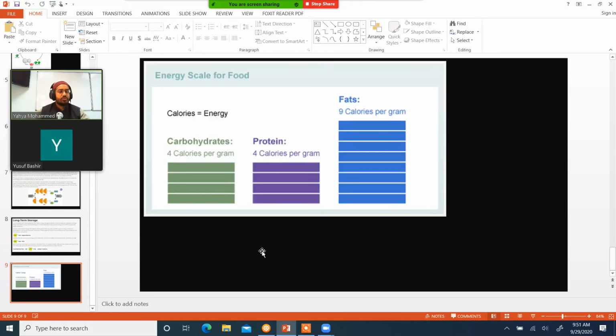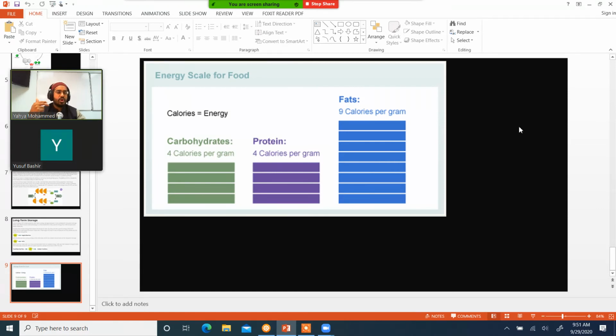Now this one over here is telling you that different kinds of foods give you different amounts of energy. So Yusuf, which is the most efficient form of energy storage? Fats. It says 9 calories per gram. So if you have a gram of fat, you get about 9 calories, more than twice what you get from the other sources.